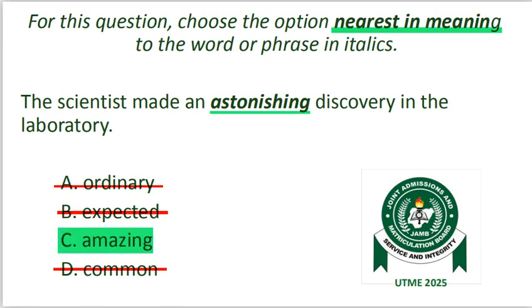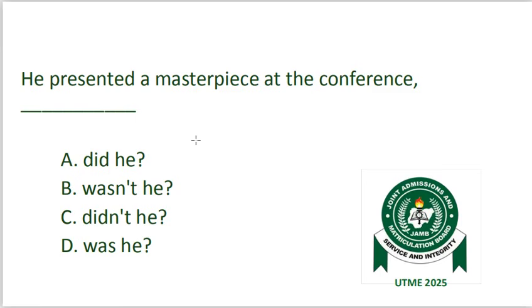To the second question: he presented a masterpiece at the conference, dash. A. Did he? B. Wasn't he? C. Didn't he? D. Was he? This question is based on question tag. Now let's look at the sentence. The sentence determines what would be our correct option. Let's come to the sentence once again. He presented a masterpiece at the conference.